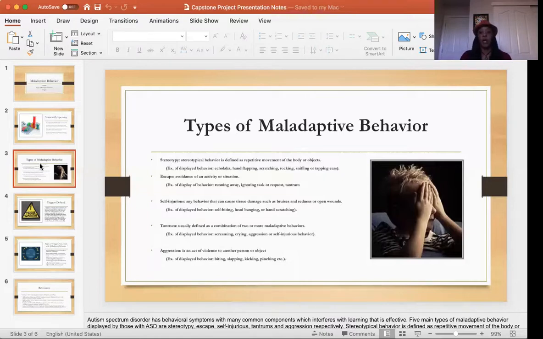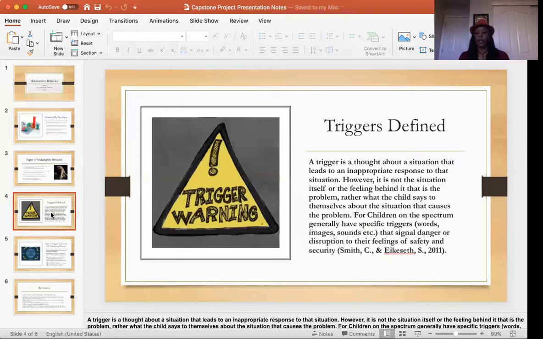Okay, so we're going to continue on with our slides. The next thing, we just spoke about the maladaptive behaviors. Now we're going to go over some triggers. But first, let's define triggers. A trigger is a thought about a situation that leads to an inappropriate response to that situation. However, it is not the situation itself or the feeling behind it that's the problem. Rather, it's what the child says to themselves about the situation that causes the problem.